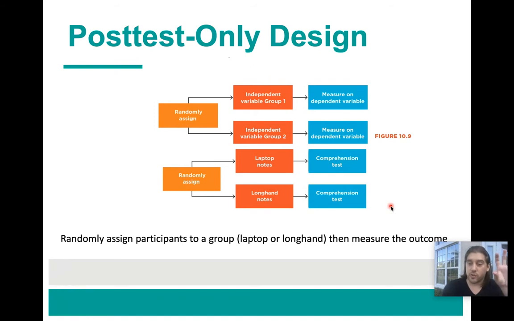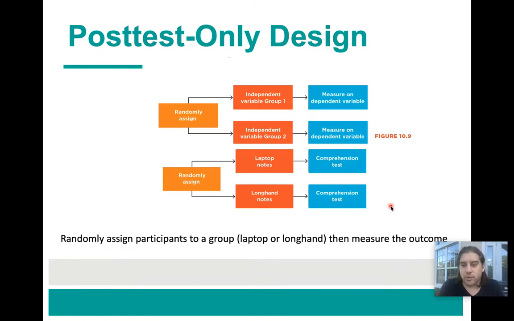So did you take notes with a laptop? Did you take notes with pen and paper? How well do you understand the material? That's the experiment. Type of notes is the independent variable. The comprehension is the dependent variable. This is a post-test only design because the first thing we do is put people into groups. Then we manipulate something about the world, in this case, their note-taking, and then we measure the outcome. So we only get a measurement post-test, after the thing has already happened.